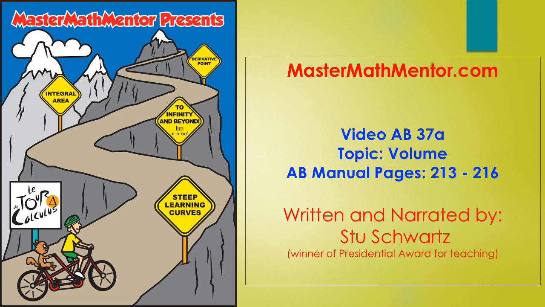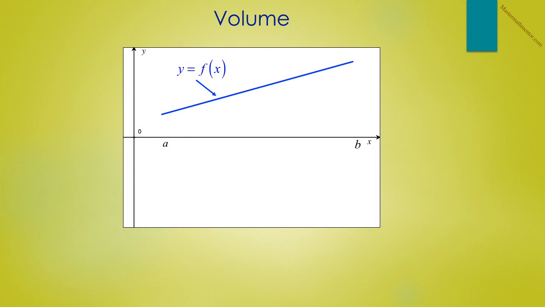This is video AB37A. The topic is volume, and it covers the AB manual pages 213 through 216. In the last video, we concentrated on area between curves. In this video, we're going to move to the third dimension and start talking about volumes of shapes.